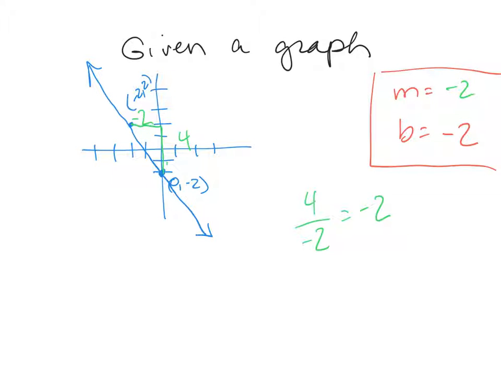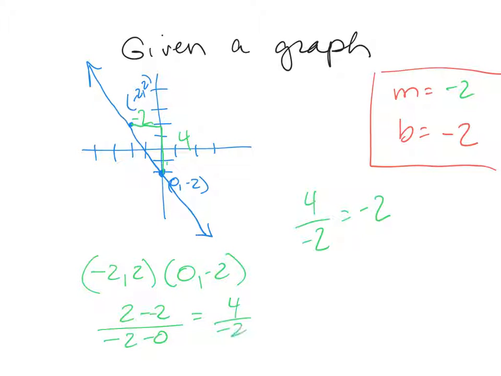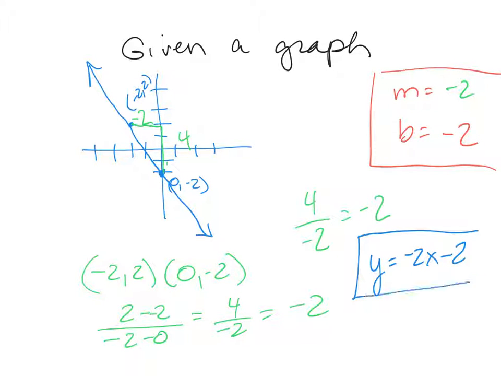Now let's do it another way. We have 2 points. We have -2, 2, and we have 0, -2. We're going to do 2 minus -2 over -2 minus 0, which is 4 over -2, which is -2. Both ways you find the slope. Once you find your slope and your y-intercept, you write your equation. Y equals -2x minus 2. And I didn't plan it that way. It's just the way it works.